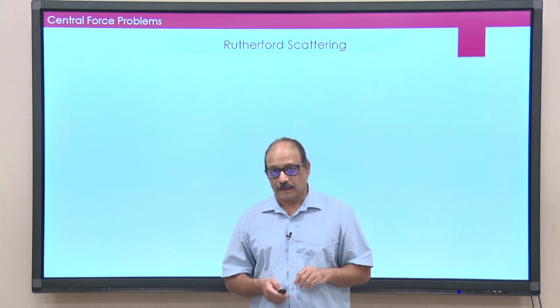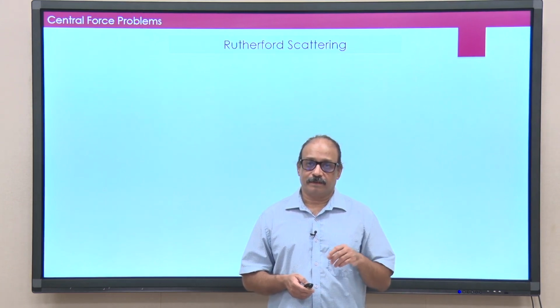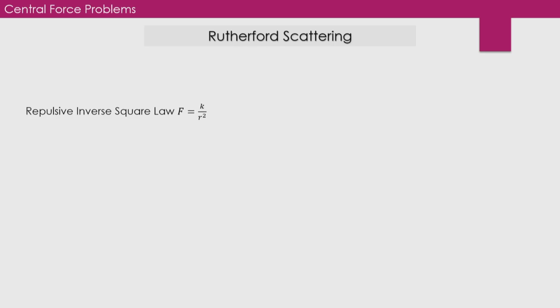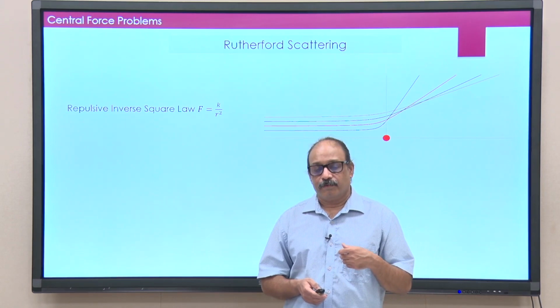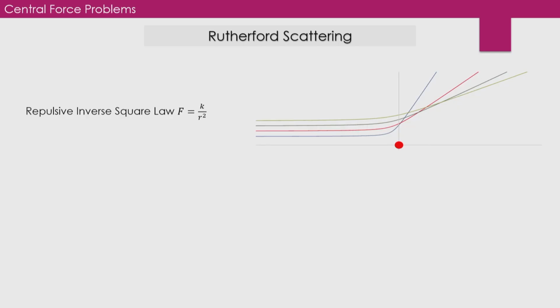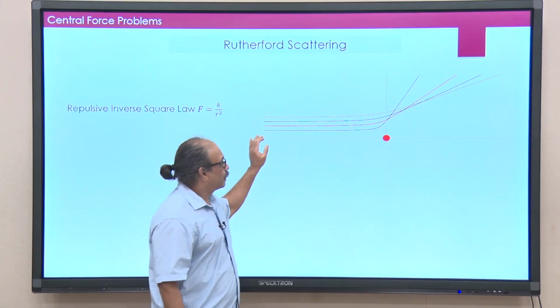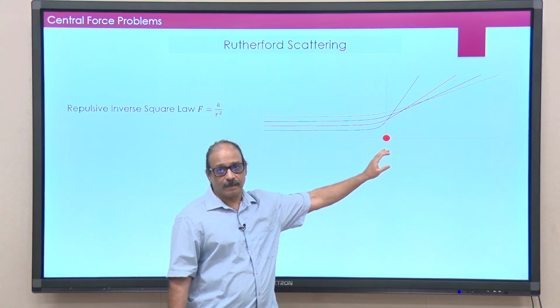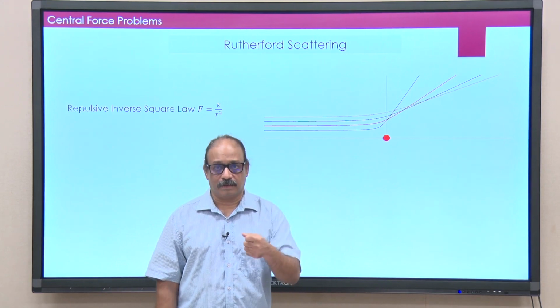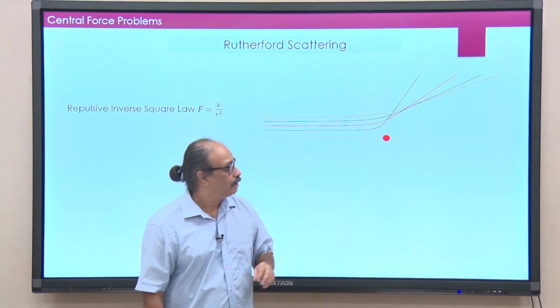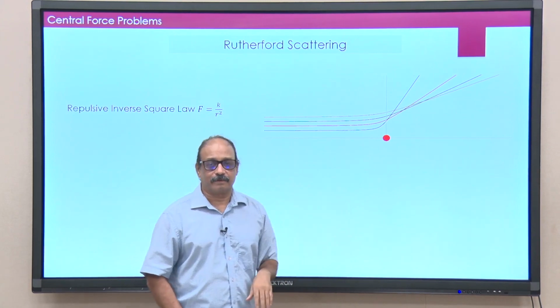Let me revisit the last problem, the Rutherford scattering, which is inverse square law scattering. Here in the first case I had taken the repulsive inverse square law, so the force is proportional to 1 over r square. What kind of trajectories do we get? This is what we looked at yesterday. If you send a particle towards the scatterer, the particle has its own kinetic energy, so it goes as close to the scatterer as possible and then is deflected away from the scatterer.